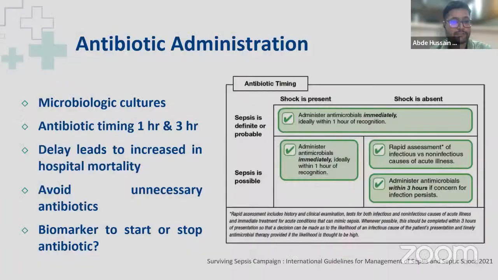So let's see. In this case, antibiotic administration is the most crucial thing. Yes, microbiologic cultures are also crucial so that we can identify the organism and start appropriate antibiotics. But in patients with shock, it is very crucial that antibiotics be initiated within the first hour of recognition.